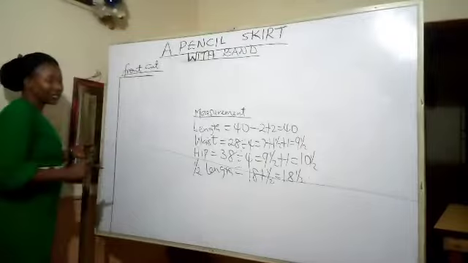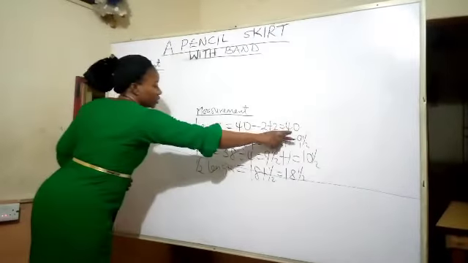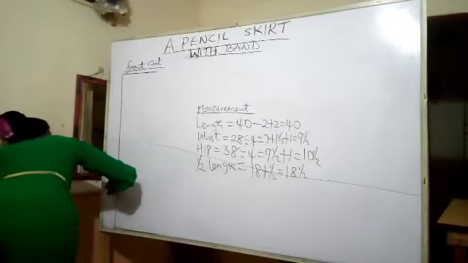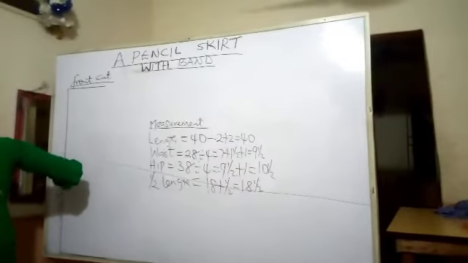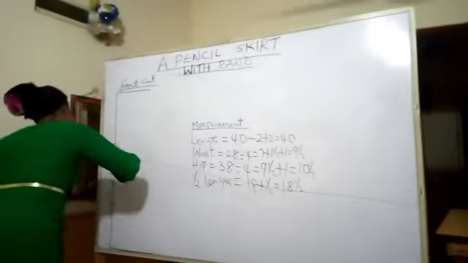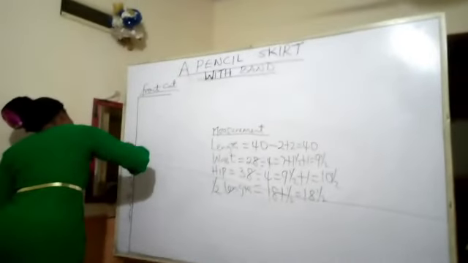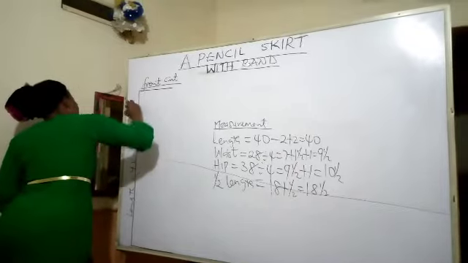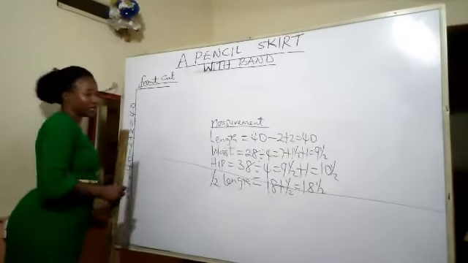The calculated length of our skirt is 40. Now we say length is equal to 40 minus 2 for band plus 2 for the down of the skirt. So everything will become 40. So that is the length of the skirt.